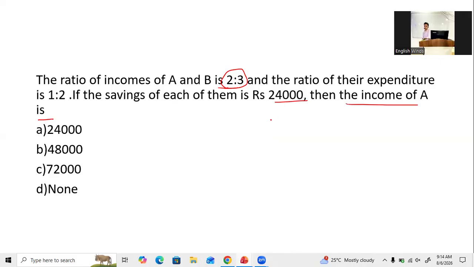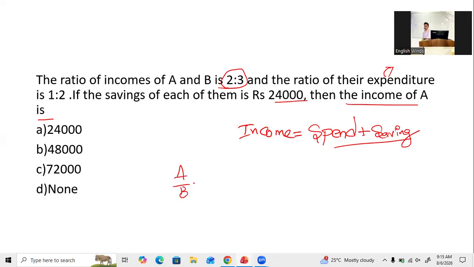So one very important thing that you need to understand is income. What is the meaning of income? Income is nothing but whatever the spending, and spending is nothing but expenditure, right? So income is nothing but the amount that you spend plus savings. Fine. So here expenditure is nothing but spending. The ratio of A and B's income is given as 2:3.